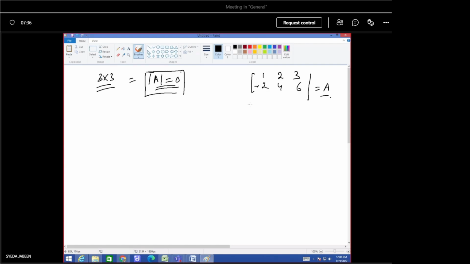Why linear? Because you can combine these elements. Suppose you take x1, x2 and x3 as a set of vectors, and again you have x1 dash, x2 dash, x3 dash as a vector. We can say there will be a relation between these vectors. If you get some number, that number will be a scalar by which you can combine these elements, like k1 x1 plus k2 x2 plus k3 x3 equal to 0.